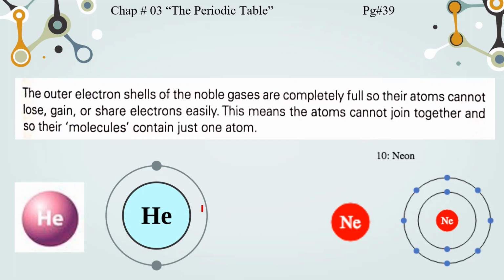You can clearly see here that helium belongs to group 8 or the inert gases. That's why it is not able to react with any other atom or itself. That's why its molecule contains only one atom. So the molecules of the noble gases, inert gases or group 0 consist of only one atom. The reason is that they are not able to lose, gain, or share their electrons easily.